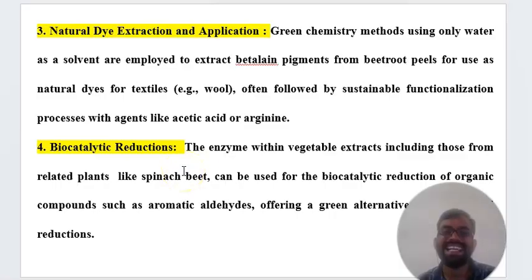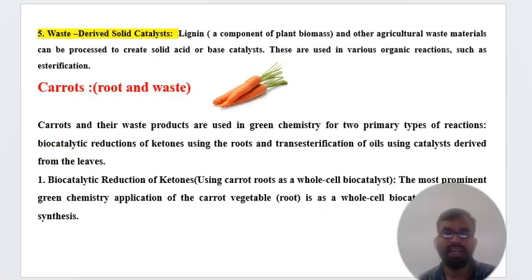Next one, biocatalytic reduction. This is also one of the basic principles of green chemistry. Now we can see waste-derived solid catalyst. You can see this is the principle, and you can see the carrot waste. Nowadays carrot is also used in green chemistry for ketones: biocatalytic reduction of ketones using carrot and whole-cell biocatalysts.